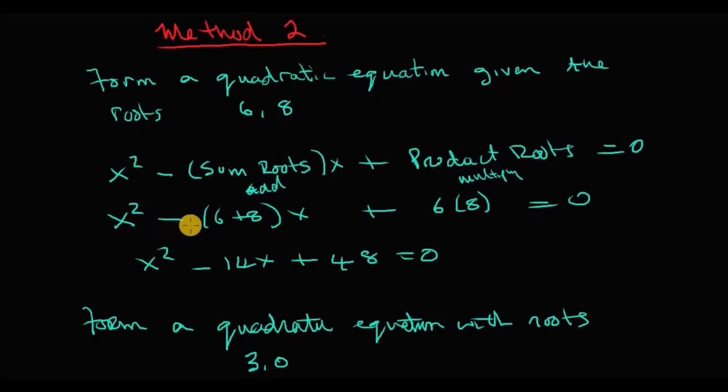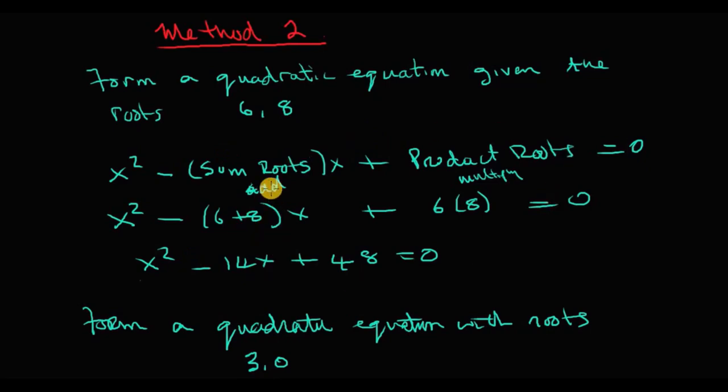So you're going to get x squared minus the sum, which is 6 plus 8, x, plus the product, which is 6 multiplied by 8, and that's all equal to 0. So my quadratic equation is x squared minus 14x plus 48 is equal to 0. You could have done it the other way, the way we did earlier on. You could have said roots, factors, and multiplied them all out.